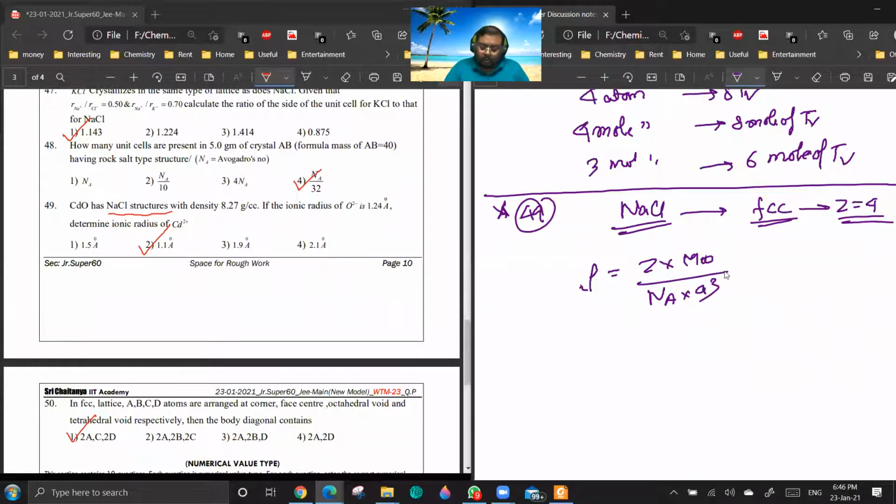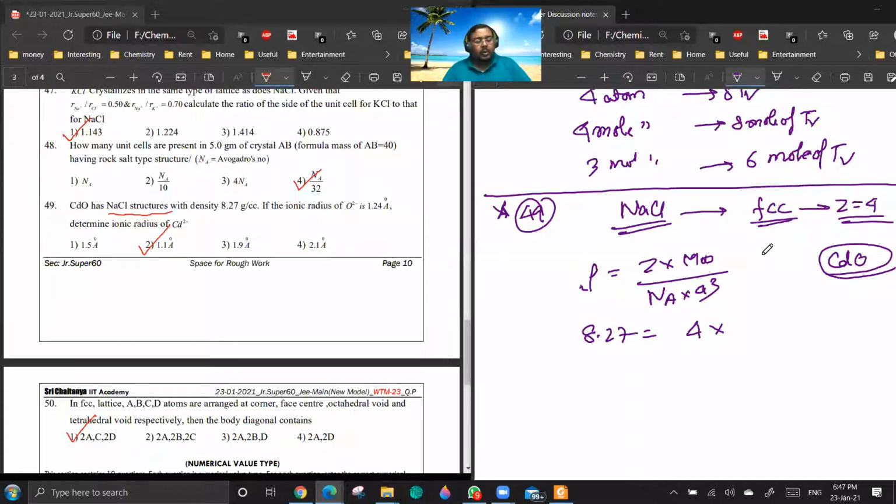Rho is how much? It's 8.27. Z is 4 into MW. Now you have to write for cadmium oxide, right? Yes. Now for cadmium, they have not given the molar mass, right? I think for cadmium it is like 56. 128, I think, sir. They have not given this, no?